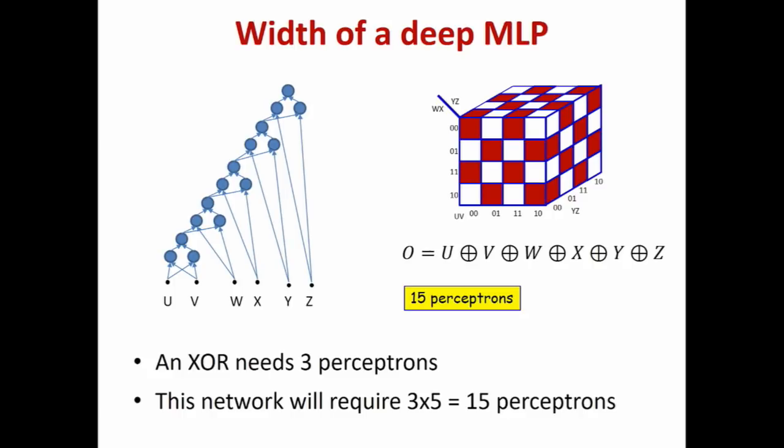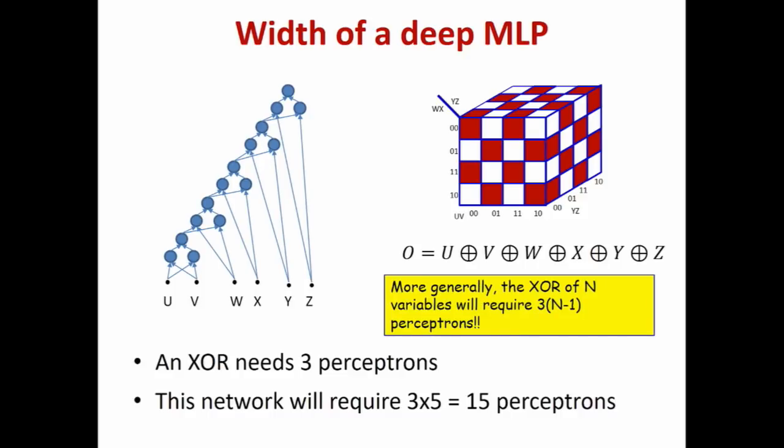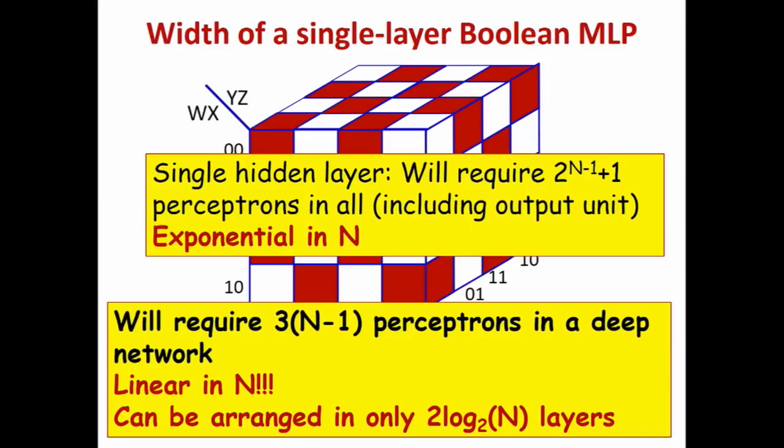What happens when I go to a 100-dimensional input? It's going to be 2 raised to 99 versus 2 times 99, correct? So more generally, the XOR of n variables is going to require 2 times n minus 1 perceptrons. And so something that requires an exponential number of units, if you're trying to do this with just one hidden layer, is going to require only a linearly sized circuit if you allow it to go deep. So you can see why depth matters, right?